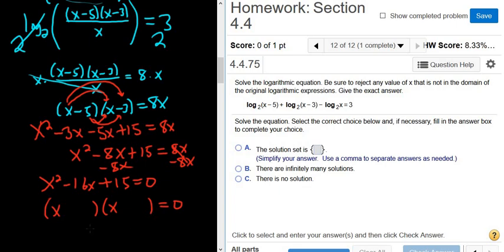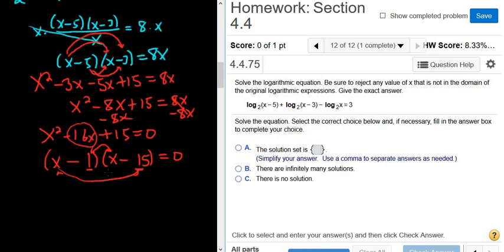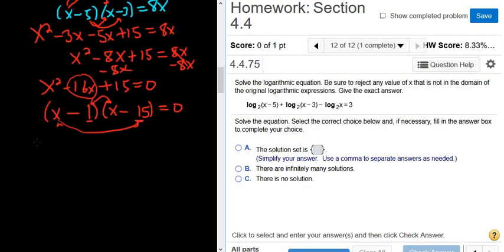So let's see, we need two numbers that multiply to 15 and add to negative 16. Well, 3 and 5 won't work because 3 times 5 is 15. 1 and 15, that works, and they're both negative. Then you get negative x in the middle and negative 15x on the outside, which add to negative 16, and negative 1 times negative 15 is positive 15. So we get two possible answers: x equals 1 and 15.